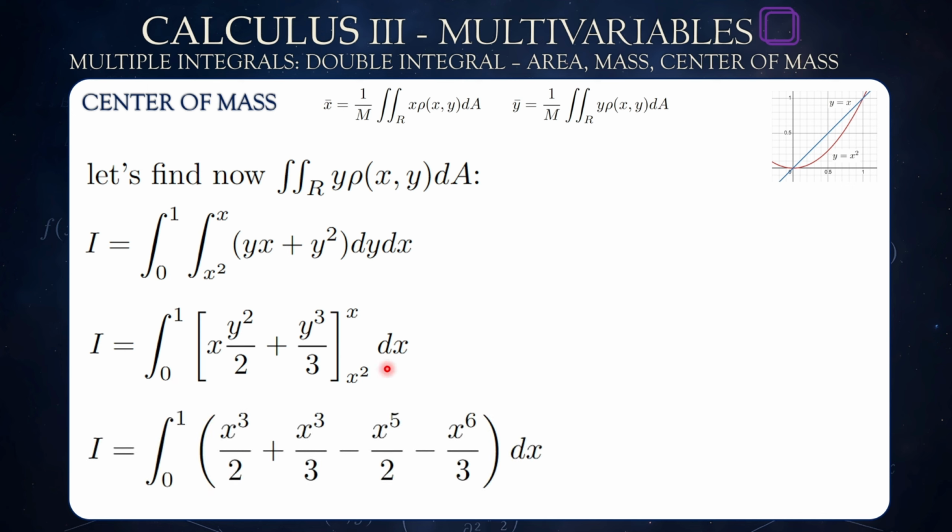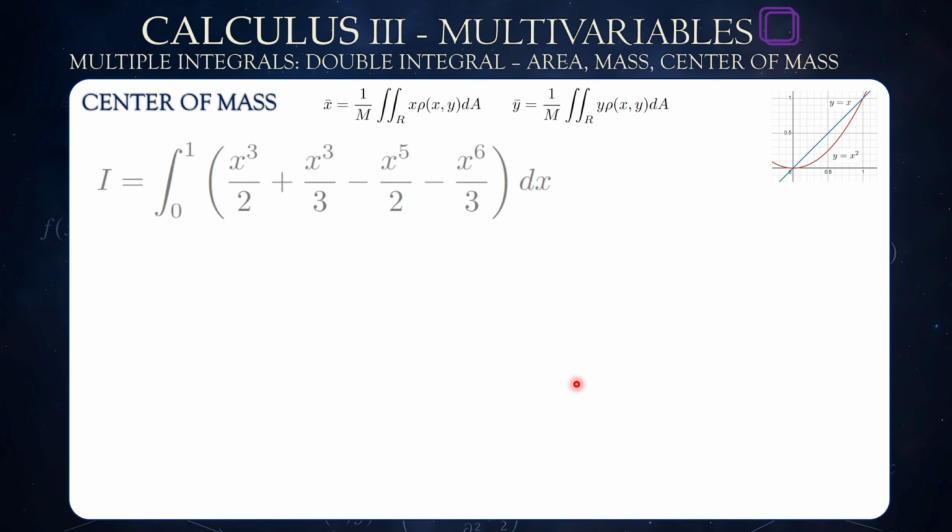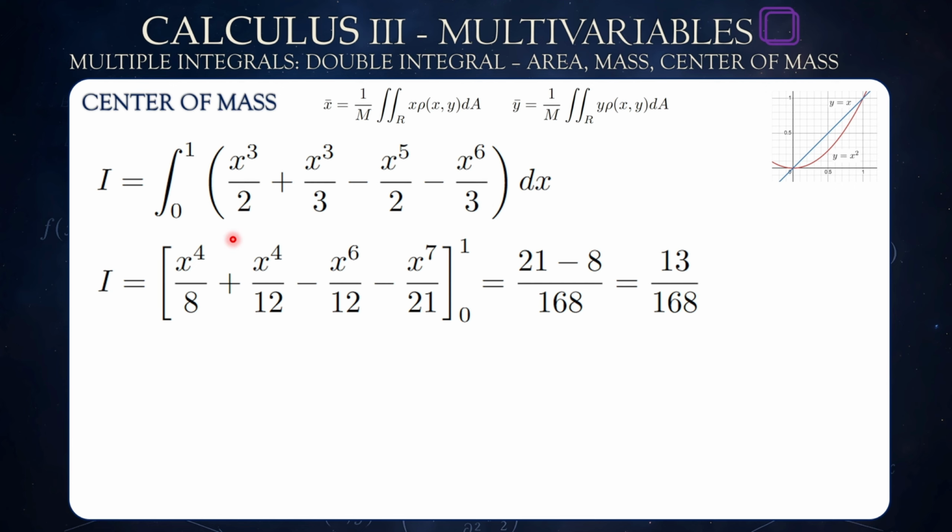We replace by x, then by x squared, so it gives us the integral from 0 to 1 of x cubed divided by 2 plus x cubed divided by 3 minus x to the fifth, which is x to the fourth times x divided by 2, minus x to the sixth divided by 3. After that, equal x to the fourth over 8 plus x to the fourth over 12 minus x to the sixth divided by 12 minus x to the seventh divided by 21, from 0 to 1, which is 13 over 168.